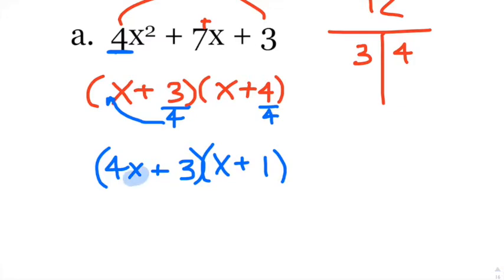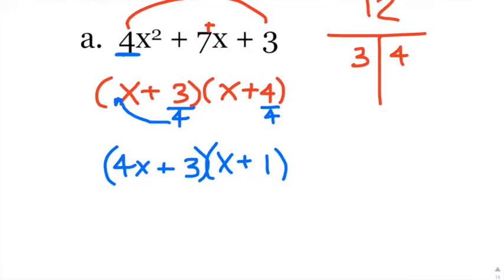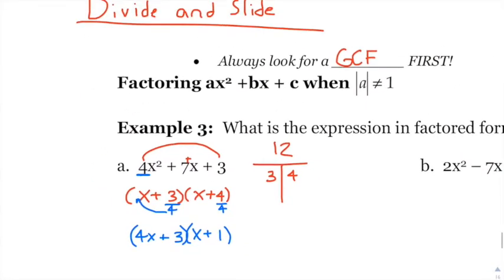And then you can double check: is 4x times x the 4x squared, which it is? Or is 3 times 1 the 3 right there? It is. Or you can check: is 4x times 1, which is 4x, and 3x, does that add to 7x? And that does. So this thing does FOIL back into your answer. So that's divide and slide in that case.